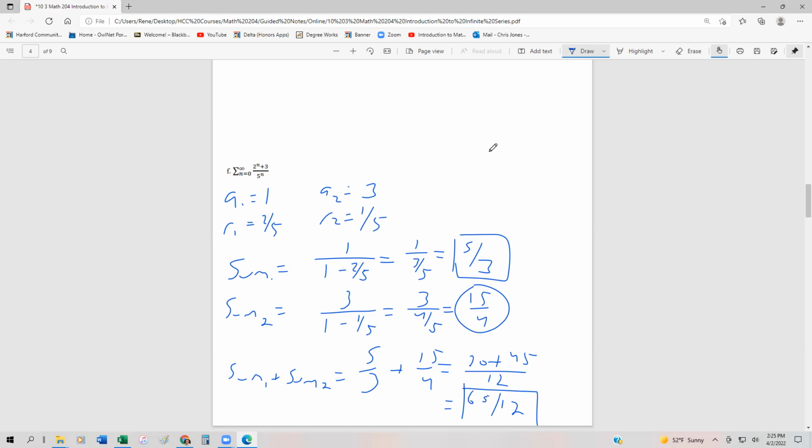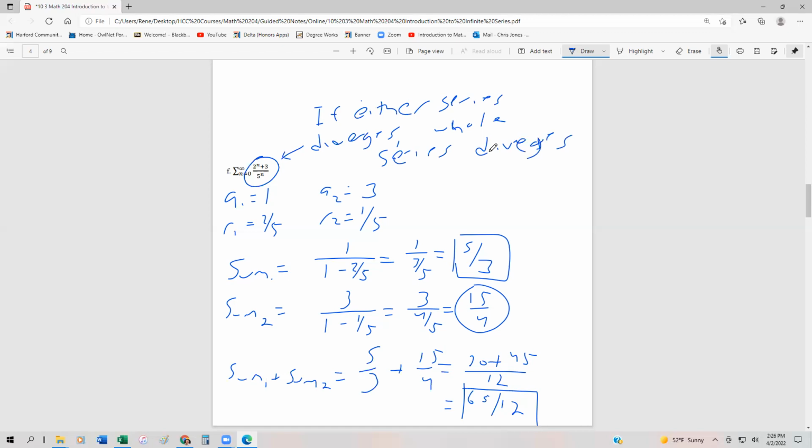So again, if you have a series that looks like this, you might need to break it in two, make it two series, determine if both of the series converge, and then if they both converge, you can find the sum. One note before we stop this video: if either series diverges, then the whole series diverges as well. So keep that in mind as you go along with this.